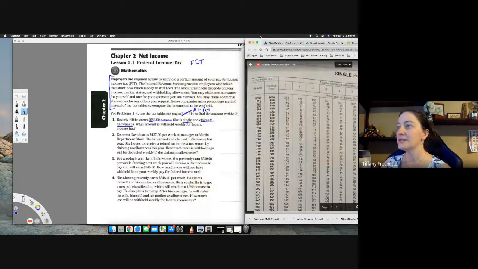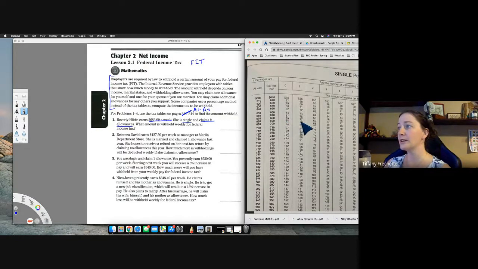So 680, we want to go down here. So we have here 680 and 690. So 683 is between these two numbers. So this is the row we want. And I know this one's got a little whoopee in it because it was copied from the book. So we want to go over this first one. If she had 0 allowances, it would be $92.